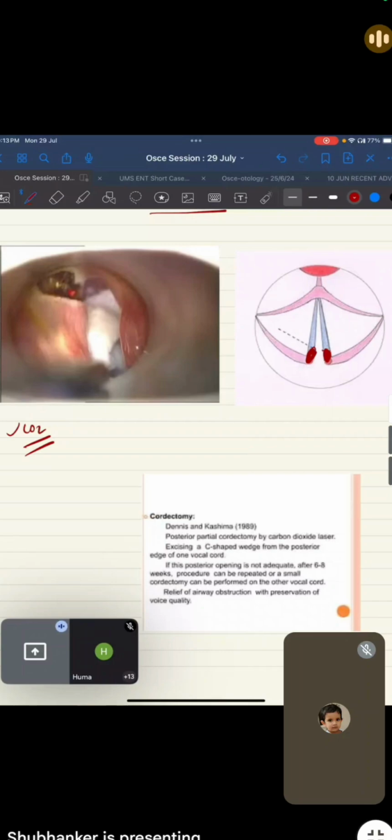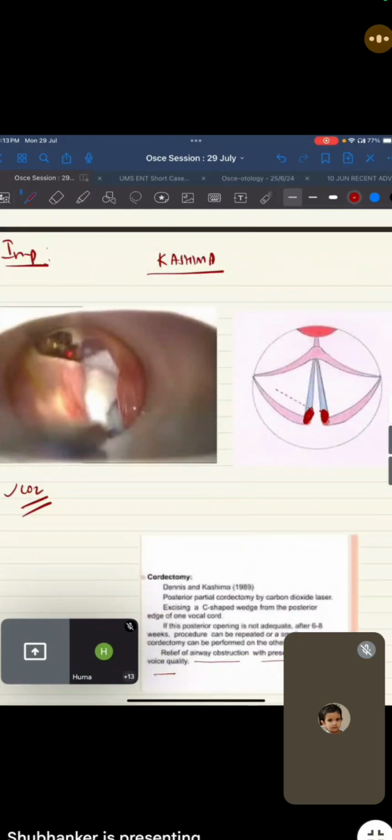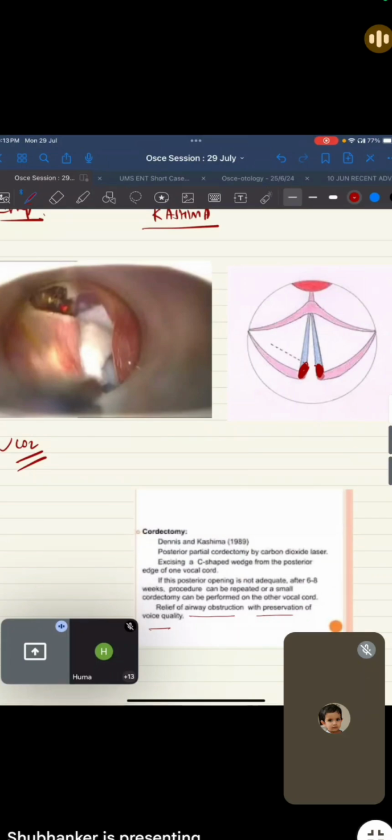So basically what happens is that there is a relief of airway obstruction with preservation of voice quality. Basically it's like a temporary sort of setup, a procedure to give emergency relief to the patient. One. And over here, Kashima's is done. Please, I'll send the link also. Watch a small video also on YouTube. I'll share the link of surgery of this Kashima. So just go through a video which is showing this Kashima's procedure going on.